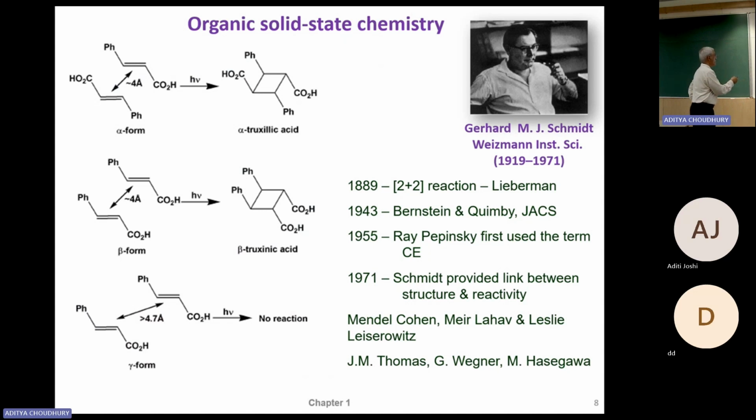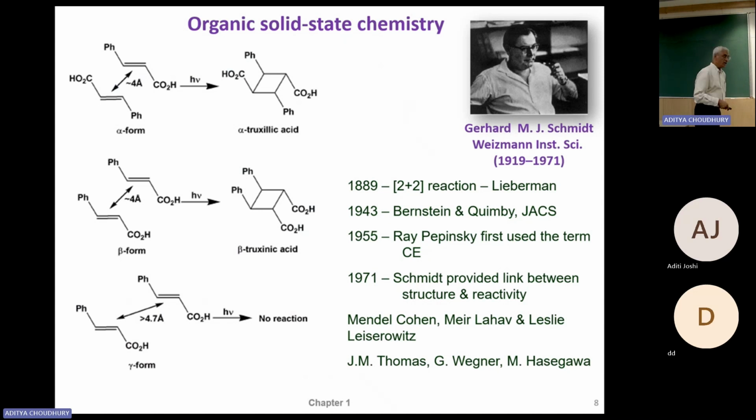You see the double bonds are nicely aligned, and the distance between them is less than 4.2 angstrom. In one form, the phenyl rings are in opposite positions, in a trans head to tail manner. The second one is in head to head manner, and again the double bonds are aligned in parallel, and the distance is about 4 angstrom. In the third one, the distance is more than 4 angstrom, but the packing is very similar to the previous one.